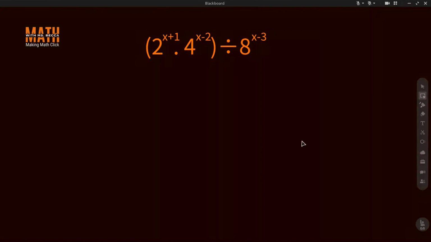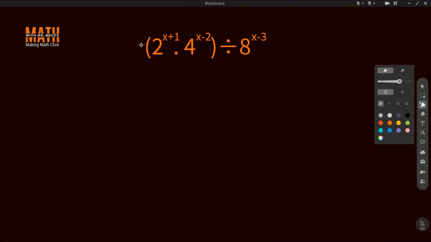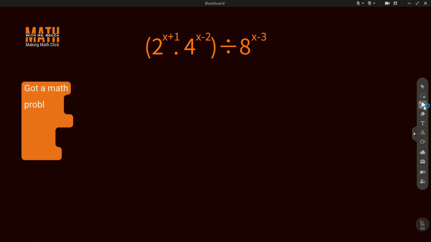We are to simplify this. The first thing we need to do is to make sure that the base is the same for all the terms that we have there. Now we have base 2 here, 4 is the base here and 8 is the base here. Thank God 4 can be expressed in terms of 2 and 8 can also be expressed in terms of 2.